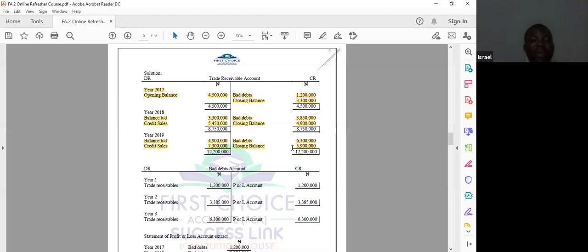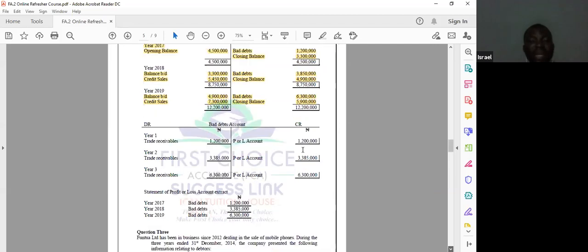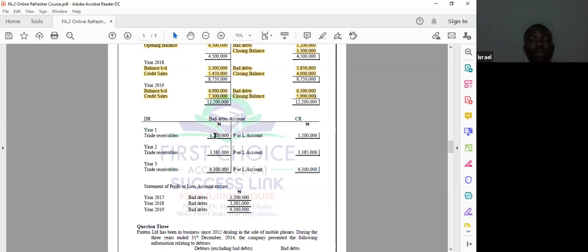Now, after that, they ask us also to prepare the bad debt account. So if you want to prepare your bad debt, all you need to do is just to transfer. Because bad debt is an expense account, we will not have balance brought down or balance carried down. Every balance at the end of the year will be written off to the profit or loss account. Every balance of an expense account is written off to the profit or loss account. That is why we have year one. Okay?